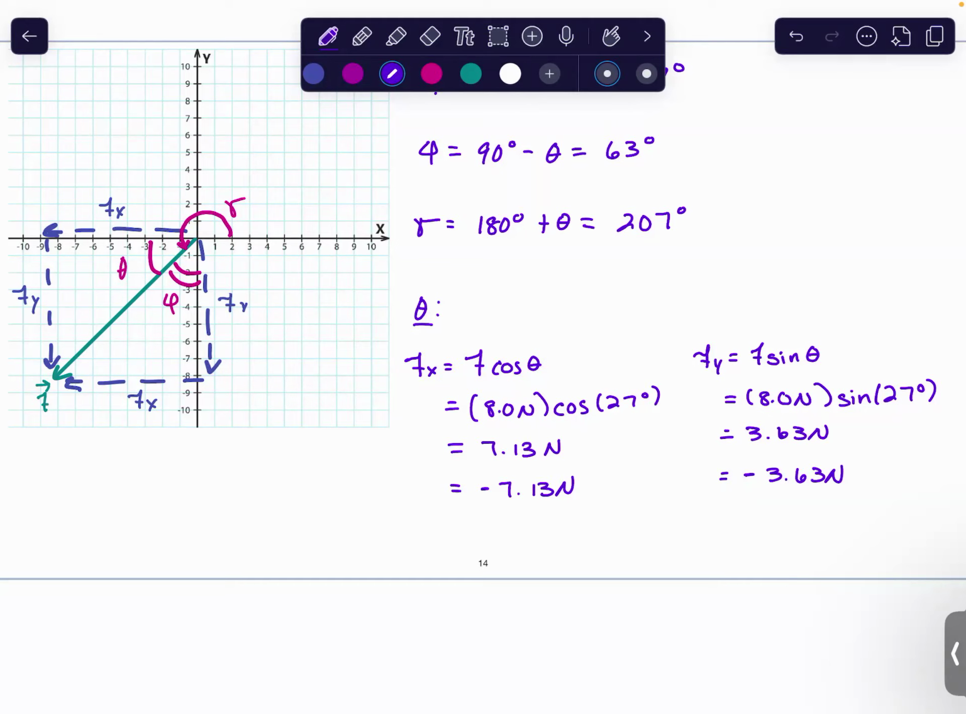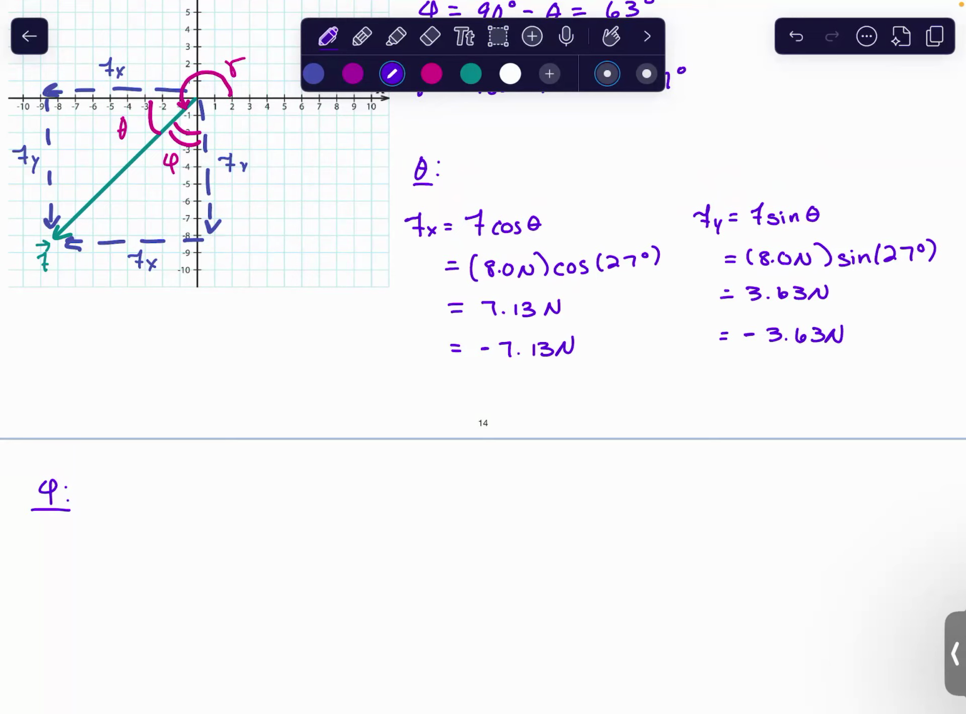Okay, what about if we do this same calculation from the perspective of angle phi? Okay. Do the trig functions stay the same or are they going to flip? Huh? They're going to flip. Because again, now you see your Fx is opposite the angle phi. Anytime it's opposite, that's your sine function. And your Fy is adjacent to angle phi. And so that's gonna be your cosine function.